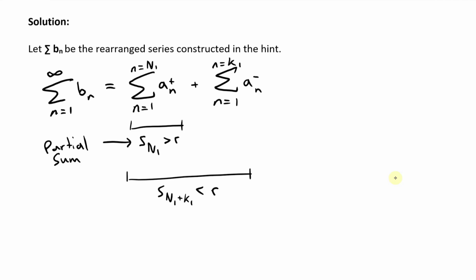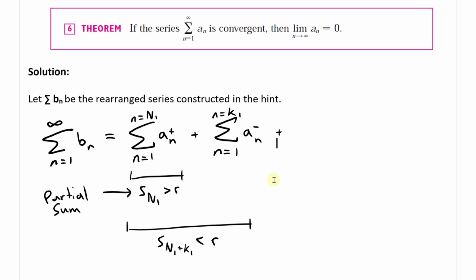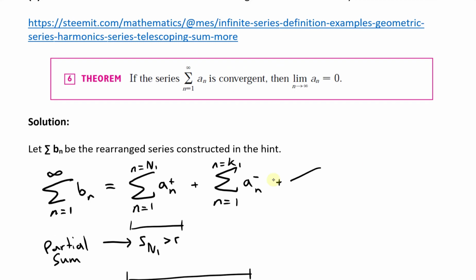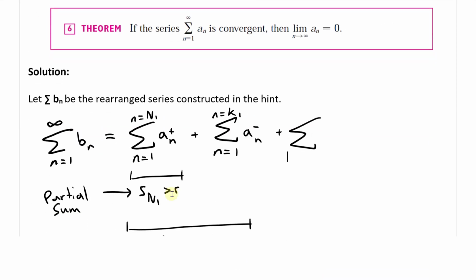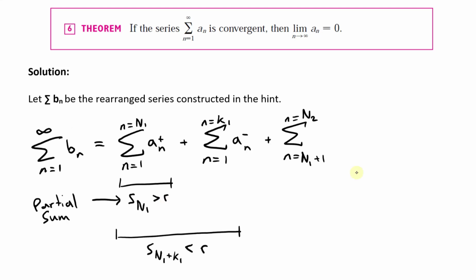So it alternates: initially up to greater than r, and eventually we have it less than r there. Now we're going to add all of the positive terms again, and then we repeat this process, continuing in this manner, and so on. Let's just do this one or two more times to see what happens. So plus, and because we already have the positive terms up to capital N1 there, we're going to have capital N1 plus 1 up to n equals N2.